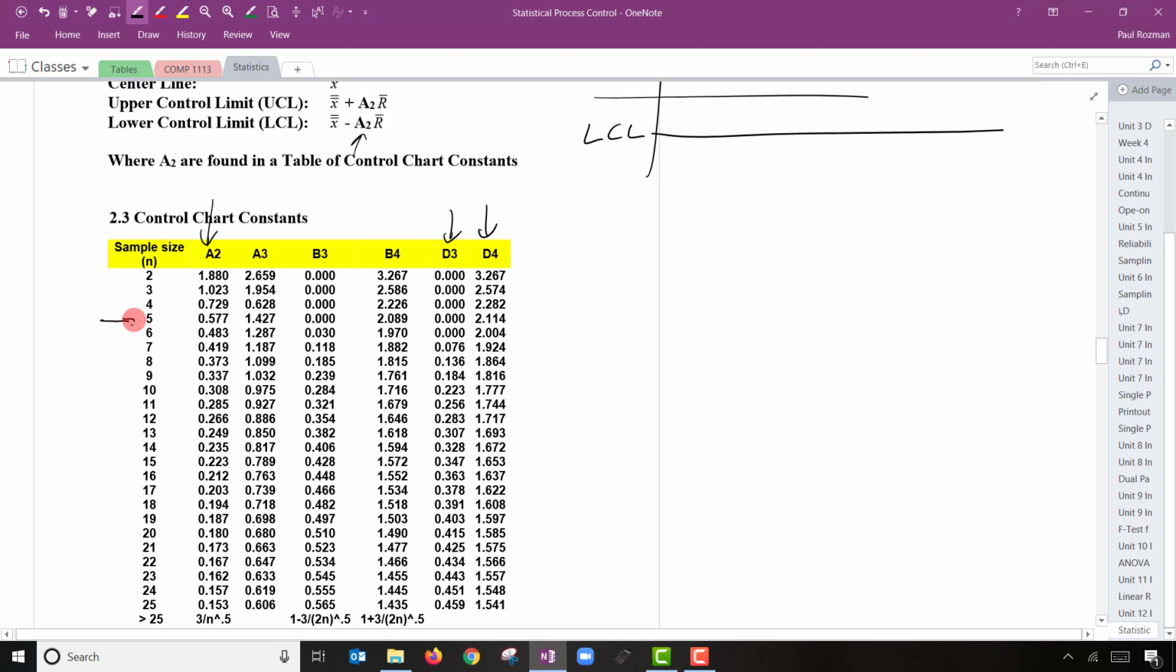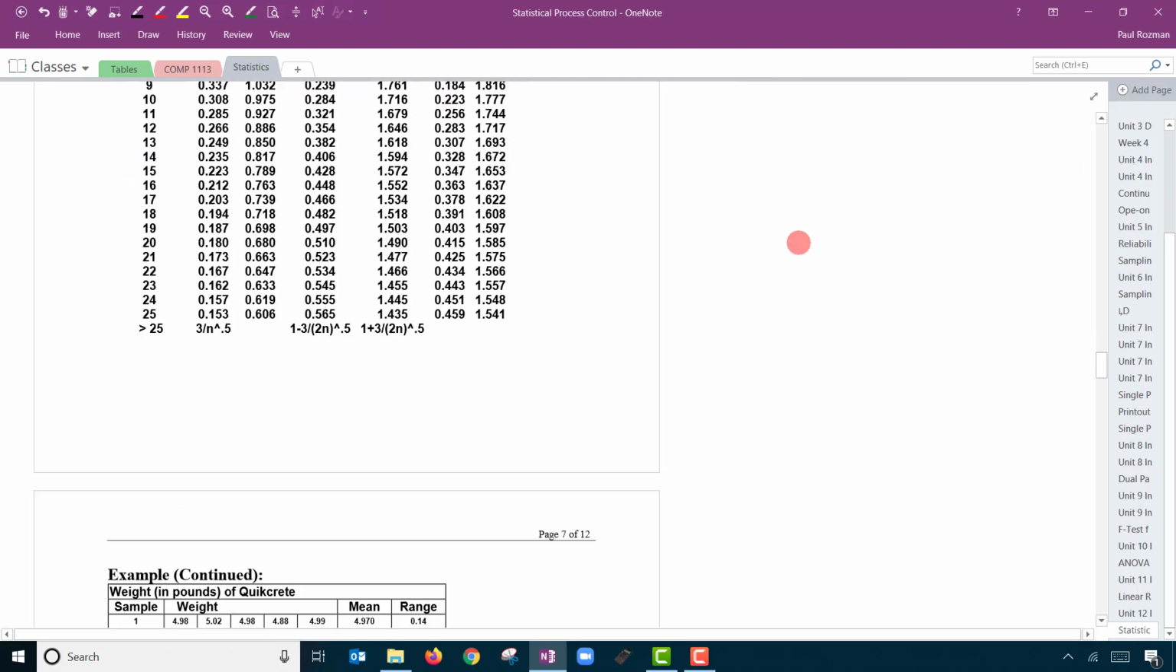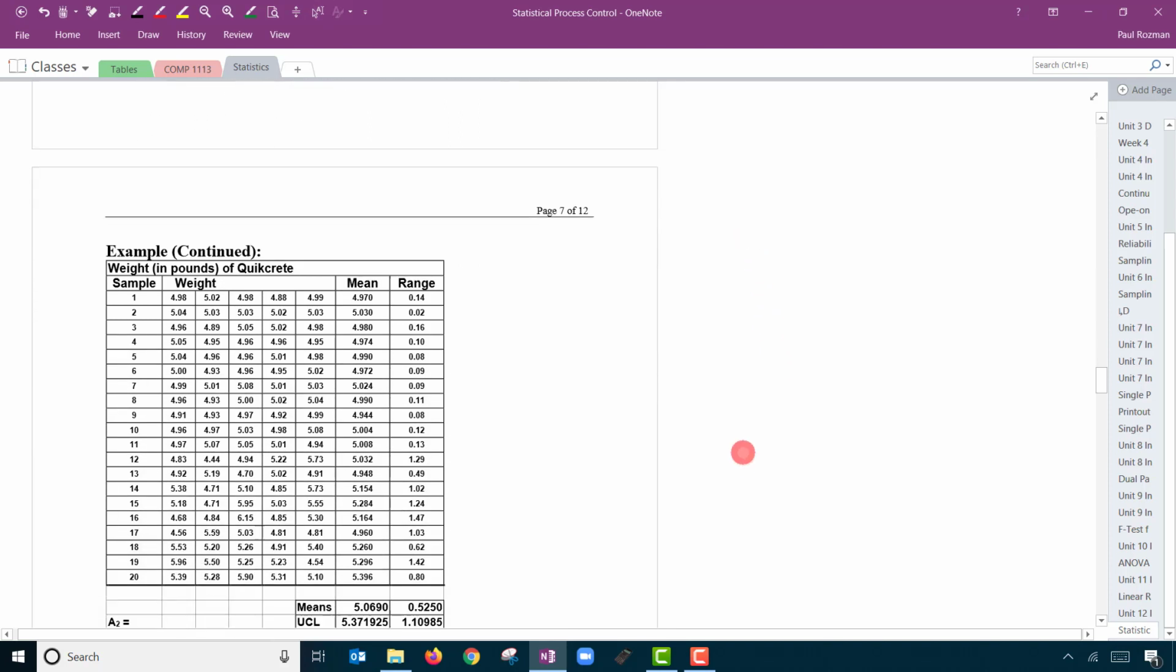In our example, we were filling 5-pound bags, and we were looking at 5 bags per day. So our constants that we use to find the control limits are given in the table here. Let's look at that example.